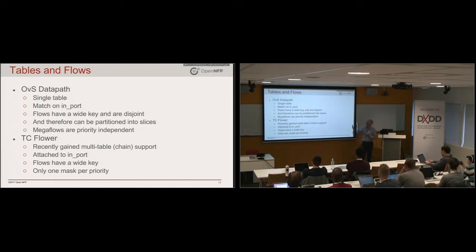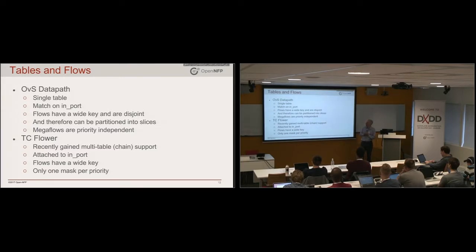There's always a match on the in port. This is kind of important because each flow has an exact match on the in port, and an in port, if you had logical switches, would only ever belong to one of them. It means that each flow only belongs to one logical switch. So even though there's a single flat table or a single flat data path, you can divide it up into logical data paths.